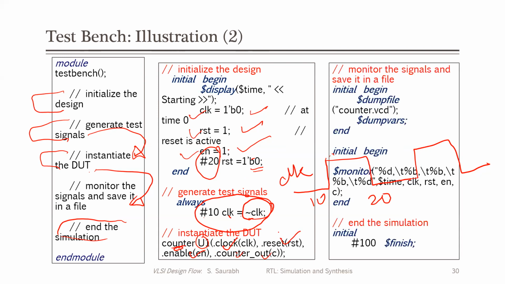Then you store the output in the file counter.vcd, from which you can see the waveform and do post processing, and also you monitor the signals. These are the signals you want to see: clock, reset, enable, and cc is basically the output of the counter. We are seeing the value, and finally you end the simulation. I suggest that if you have not run this test bench by now, please run it and see for yourself how it is working.